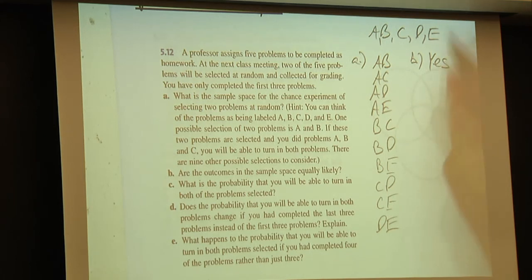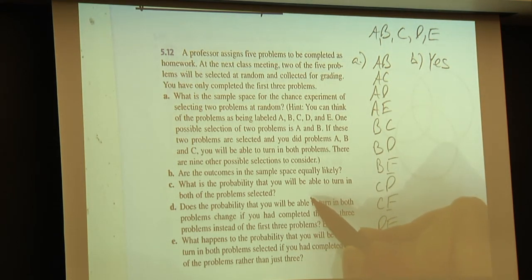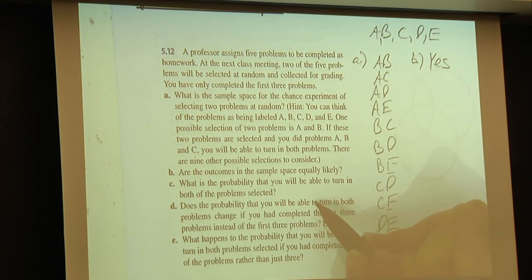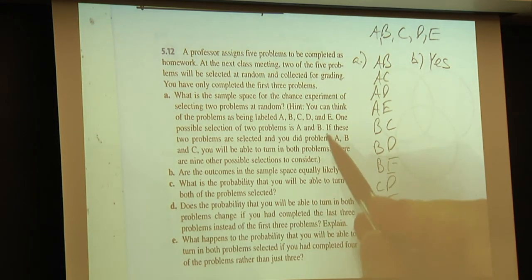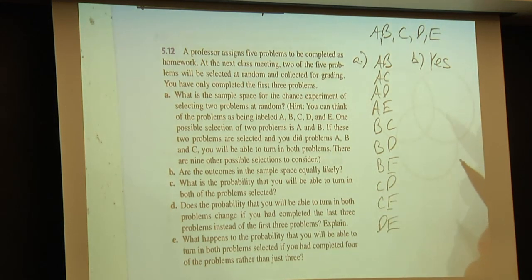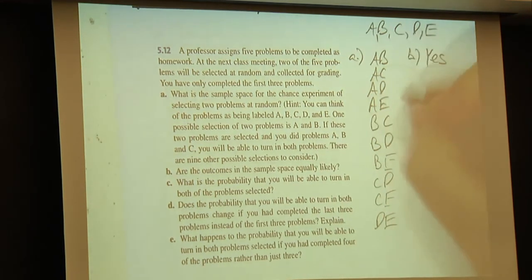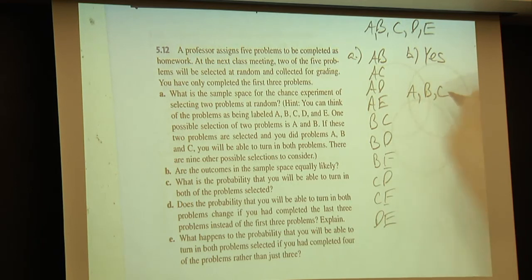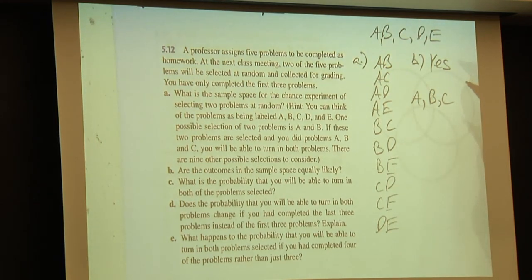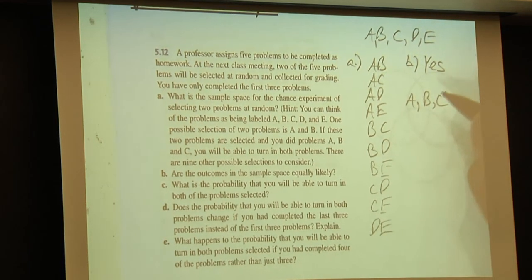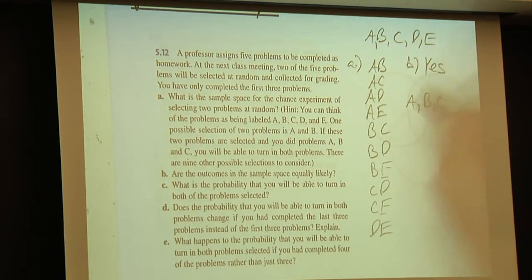Part C, they want to know what's the probability that you'll be able to turn in both of the problems selected. In other words, you got to get lucky. So let's say we did 3 of the problems. So let's say we did A, B, and C. Those are the only ones we did. We didn't get to do D and E because we had to go to bed, because all of us get so much sleep, right? So we did problems A, B, and C.